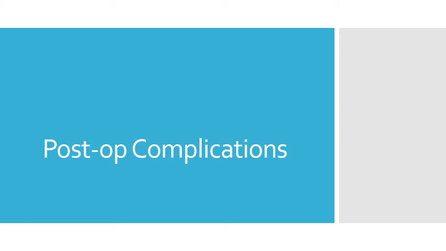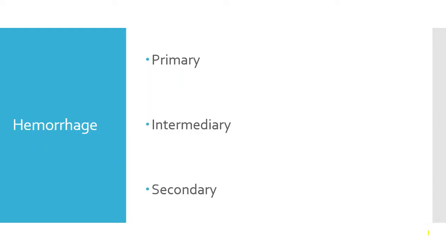So we have walked through the basics of what happens during the post-op. Most important thing, we're looking for post-op complications. So post-op complications can range from many different things. The first post-op complication that we're going to be discussing is hemorrhage. So what is hemorrhage? It is an excessive internal or external blood loss.